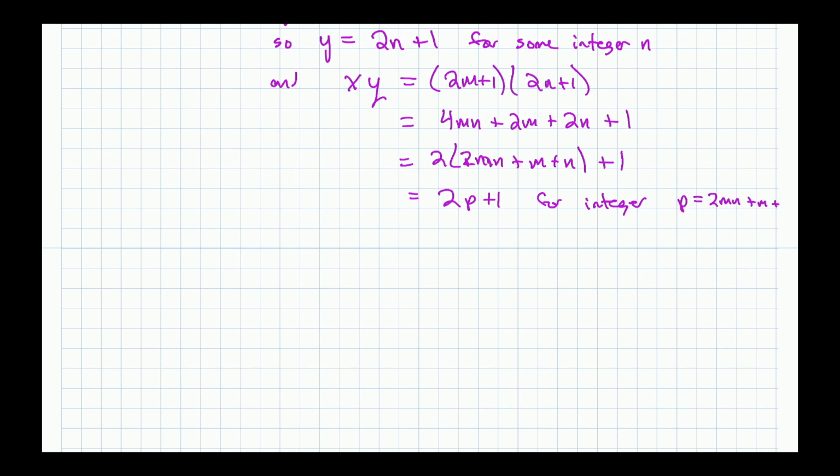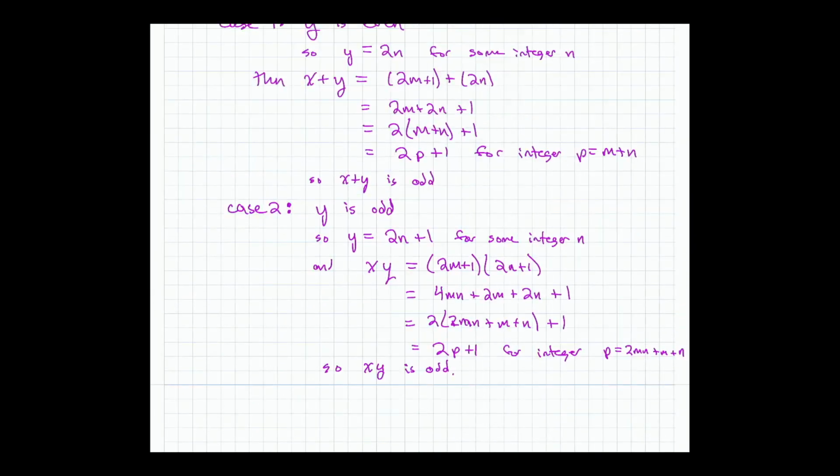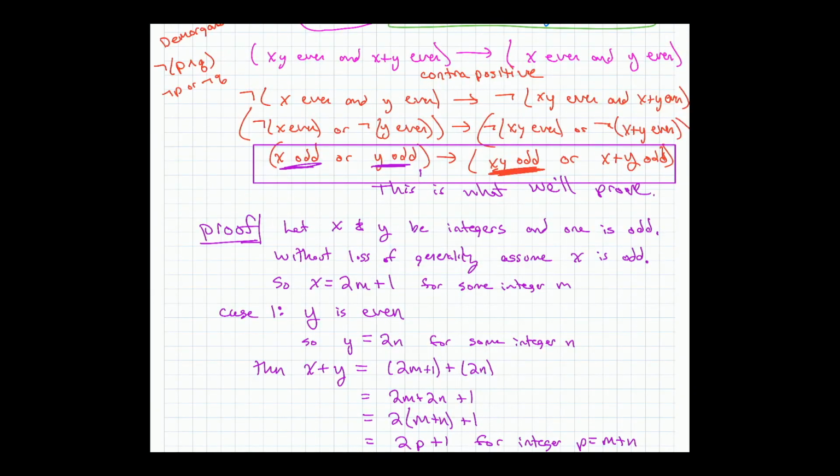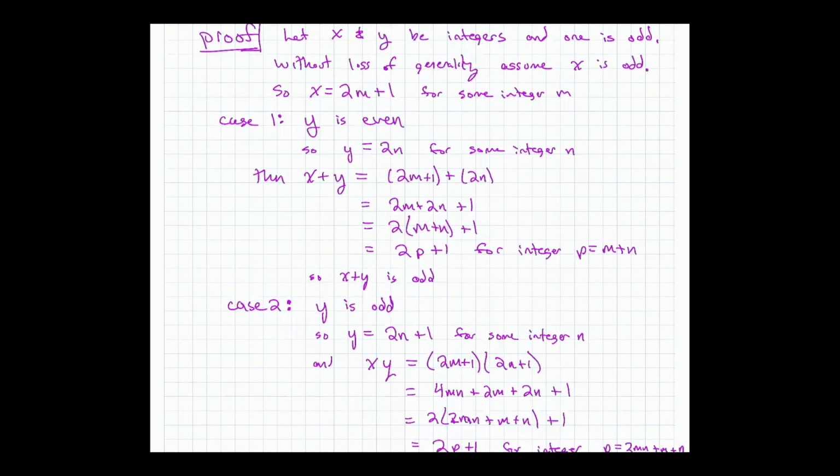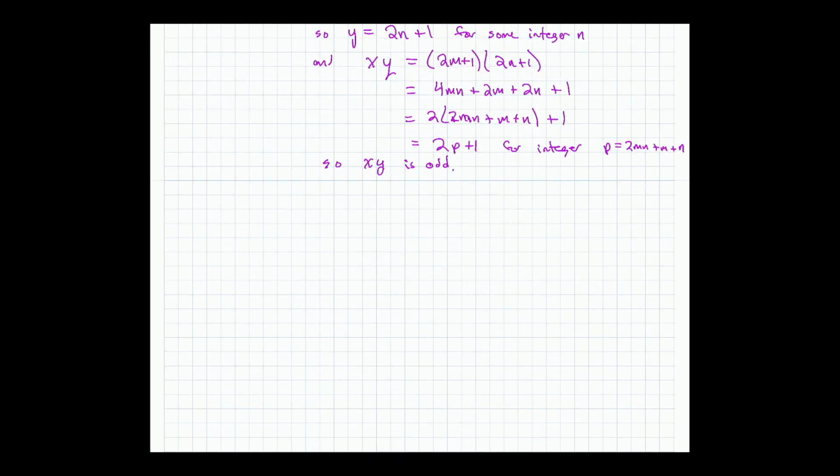2mn plus m plus n. So it's odd. So xy is odd. So that means we did these cases here, but those were all of the cases now. So in the first one, x plus y is odd. In the other one, x times y is odd. So in either case, this entire thing was true. So I think we did it.